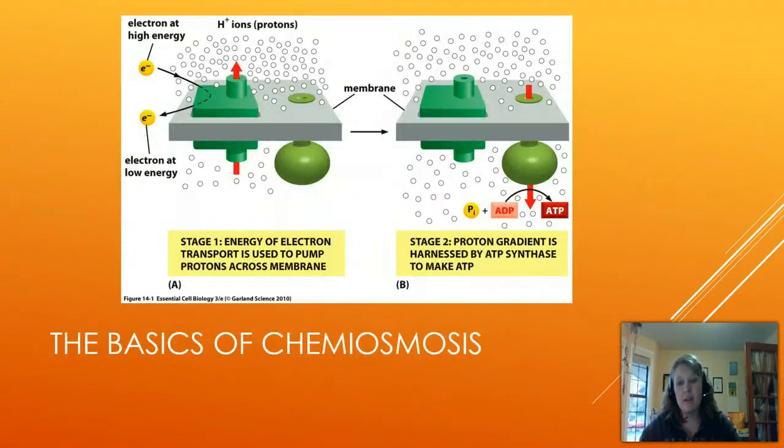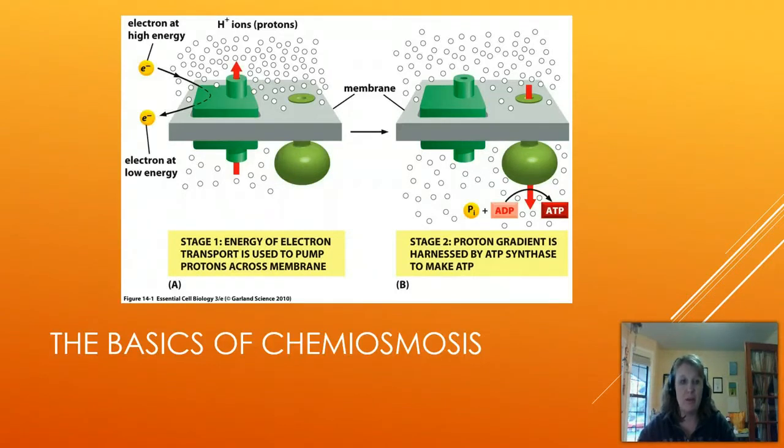Alright, so before we get too in-depth on everything else, let's just review what chemiosmosis is. Chemiosmosis is the process of moving these protons across the membrane. And as you can see here, this is a simplified version of the electron transport chain and ATP synthase.